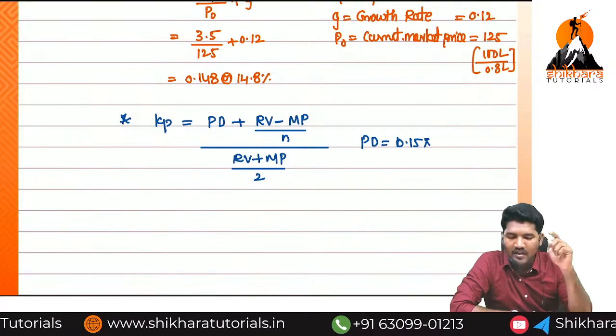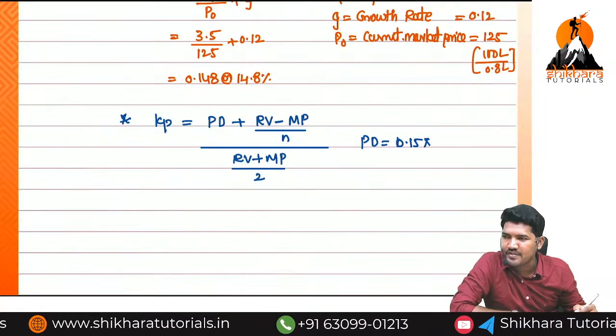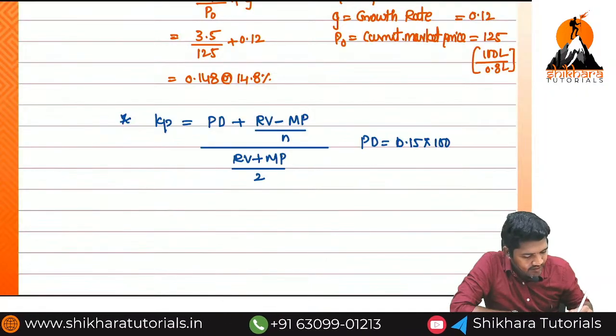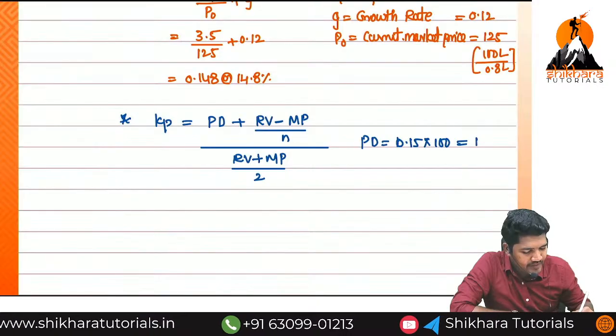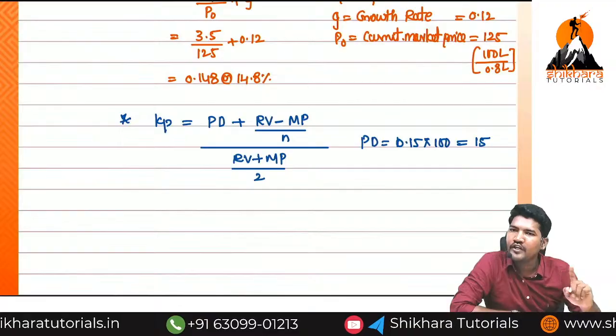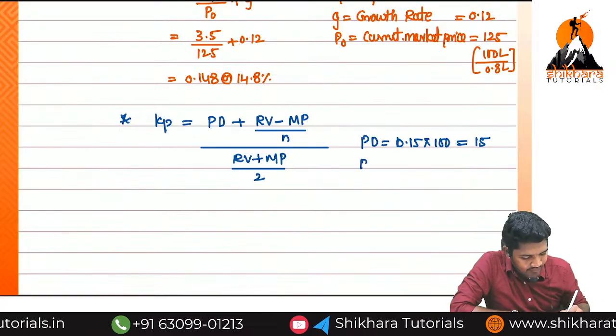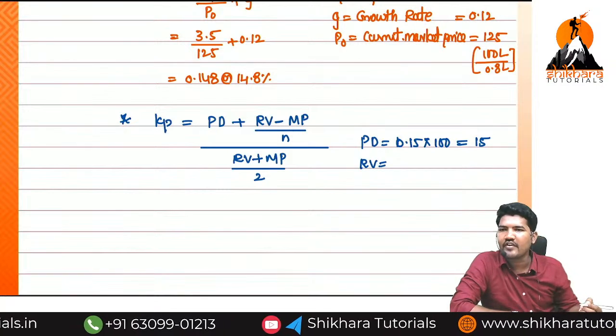Clear, sir? Now what about the per share face value? 100 rupees. You will get the preference dividend as how much? 15 rupees per share. You can do it in total also, no issue. Next, what is the requirement? RV. Write down the full form: repayment value or redemption value.